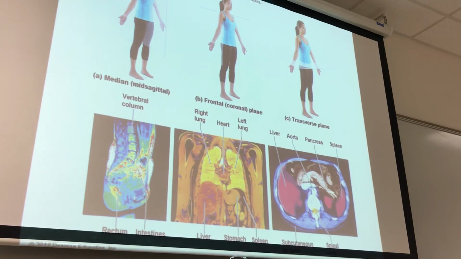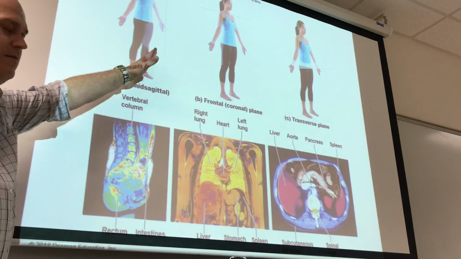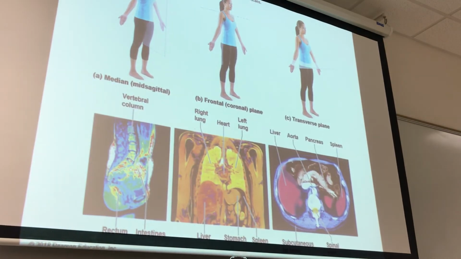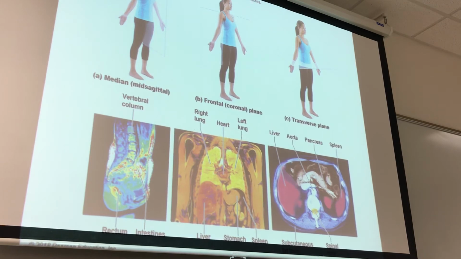When we think about the median plane or mid-sagittal plane, the sagittal plane is a plane that separates the body into a left and a right half. And it comes in two forms.